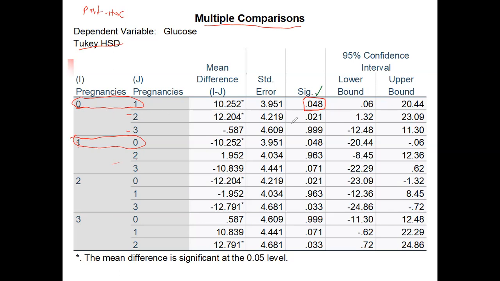Then you go to the next row. This is 1 with 2. You check the significant level. It is less than 0.05. So there is a significant difference between those who have had 0 pregnancies and those who have had 2 pregnancies, right? And then you go to the third group, the p-value is more than 0.05. So this means there is no significant difference between people who have had 0 pregnancies and those who have had 3 pregnancies. There is no significant difference in their blood sugar level. So you must put it in the context of the research you're doing, right?